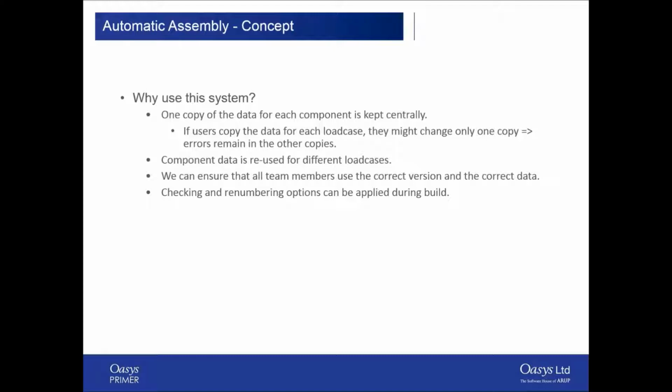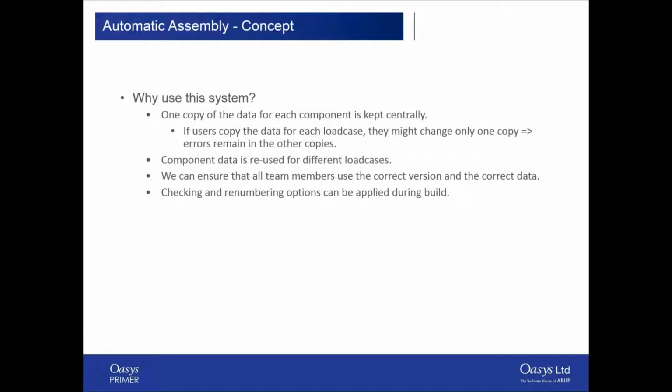So that's the concept. So why would you use a system like this? Well, you've got one copy of the data for each component, and it's kept centrally. That means that if users copy the data for each load case, you might change only one copy, and errors remain in the other copies. As I was talking about before, if you have a separate body in white model for two different load cases, you might only change one of them and not remember to change the other one.